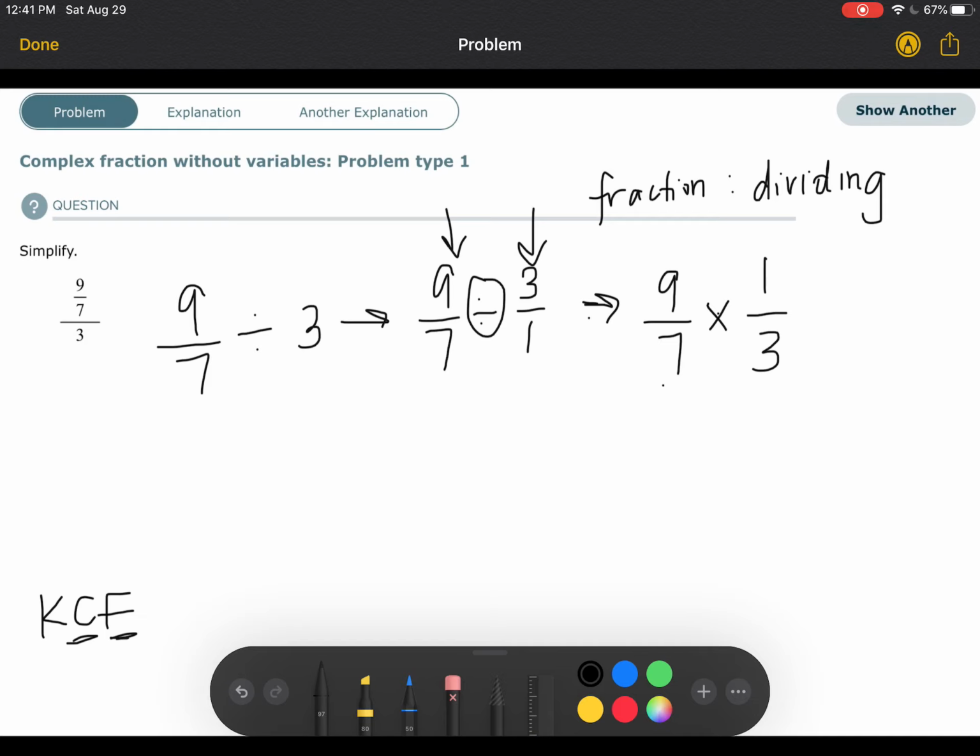So I can say 9 and 3, I can divide both of those numbers by 3. 3 divided by 3 is 1, and 9 divided by 3 is 3. And then I will multiply. 3 times 1 is 3, and 7 times 1 is 7. And this would be my answer.